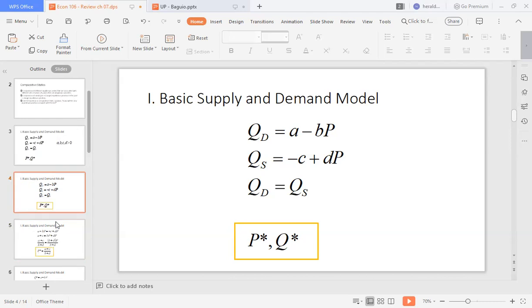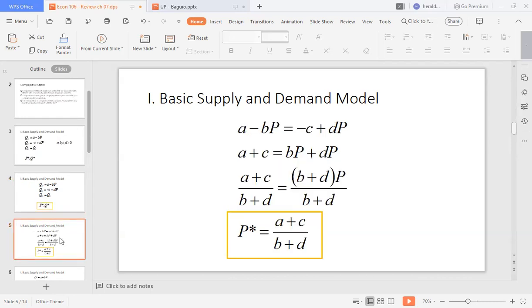For chapter 3, what we did was solve P star and Q star using the substitution and elimination method. We can also do that using matrix algebra, but in this case, since we're familiar anyway with how we solve using elimination and substitution, we can just do so, and that's how we got P star. So P star there is equal to A plus C over B plus D. So again, all your endogenous variables there are expressed in parameters.